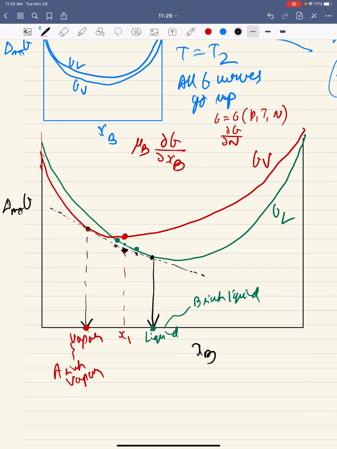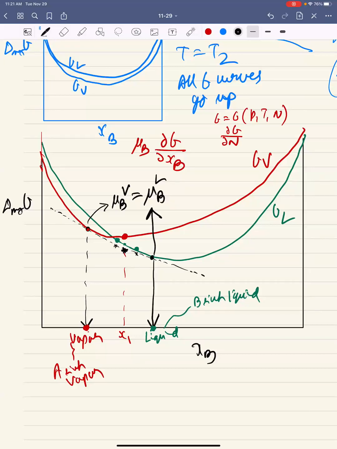So the common tangent here tells us that mu B, the red one gives us the slope of the vapor, right? So mu B vapor, and this one gives us the slope of the liquid, mu B liquid, they are equal. That's why we need to have a common tangent. They cannot split into anything else, right? They cannot split into any other composition.